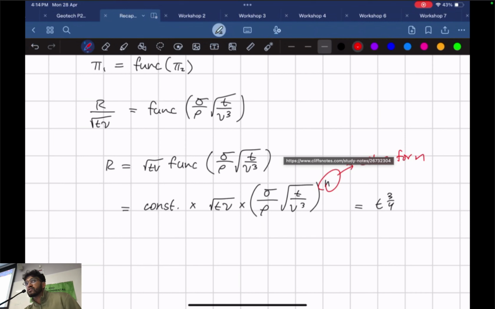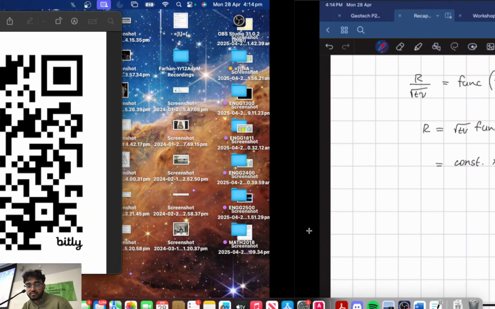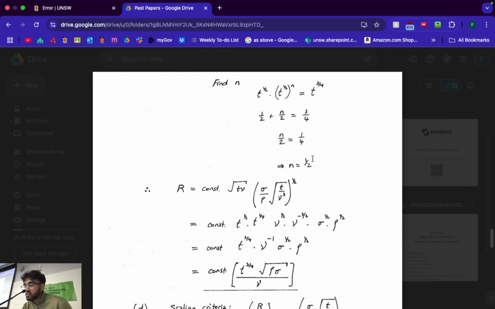And then you form another equation, essentially. Is this equation after equation? And here it is. N is a half. Yeah. And then you just constant, blah, blah, blah. You form another equation.